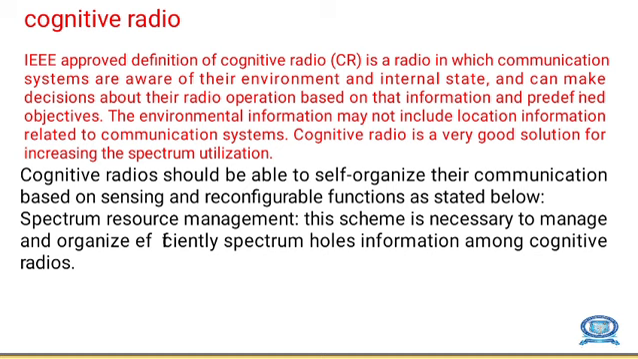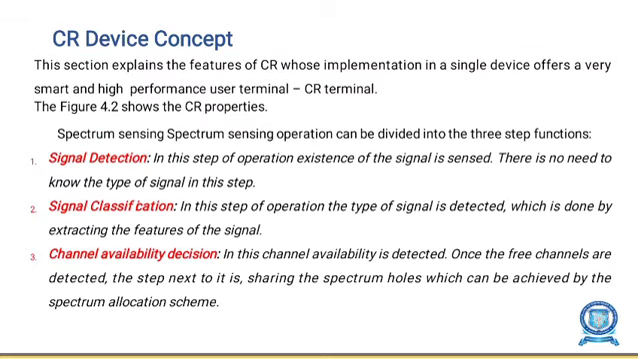Cognitive radio is a very good solution for increasing the spectrum. Cognitive radio should be able to self-organize its communication based on sensing and reconfigurable function. Spectrum resource management: this scheme is necessary to manage and organize effectively the spectrum holes information among cognitive radios.